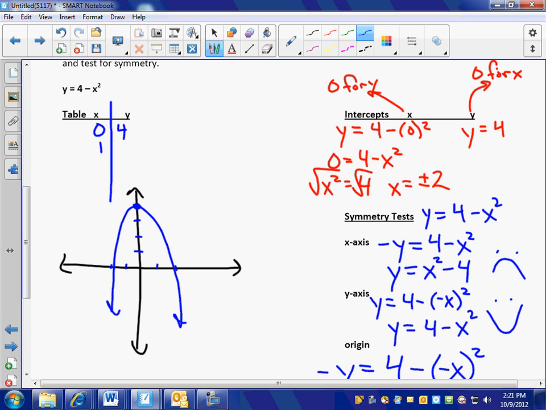So let's plug in x is 1. What would y be? 3. So that means if I plug in negative 1, I will also get positive 3. Let's plug in 2. 4 minus 2 squared is 0. So that means if I plug in negative 2, I will also get 0. So you can see that you can generate table values pretty quickly if you know about symmetry. Any questions? Do you think you could do one on your own?